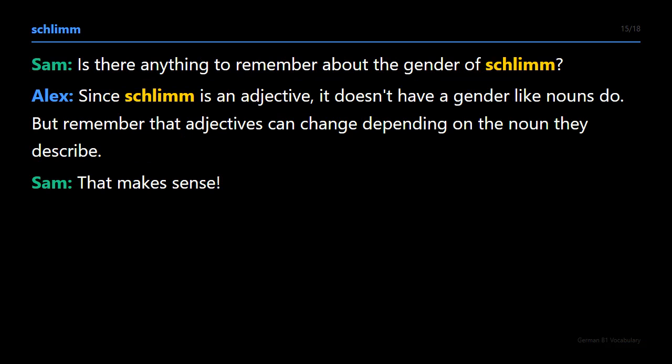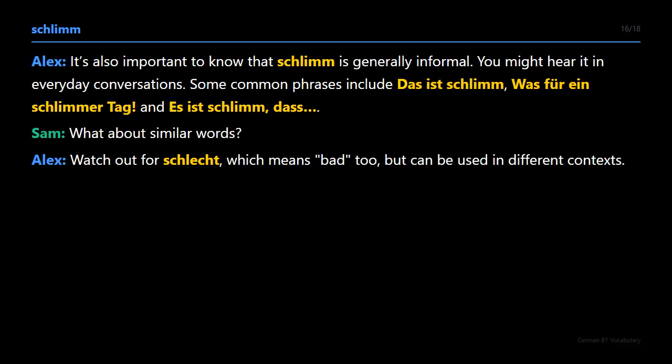That makes sense. It's also important to know that Schlimm is generally informal. You might hear it in everyday conversations. Some common phrases include, Das ist schlimm. Was für ein schlimmer Tag. And Es ist schlimm, dass. What about similar words? Watch out for Schlecht, which means bad too, but can be used in different contexts.